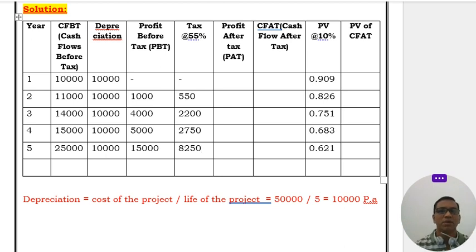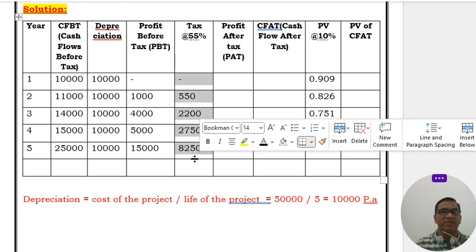And next, profit after tax. How will we get profit after tax? Profit before tax minus tax.